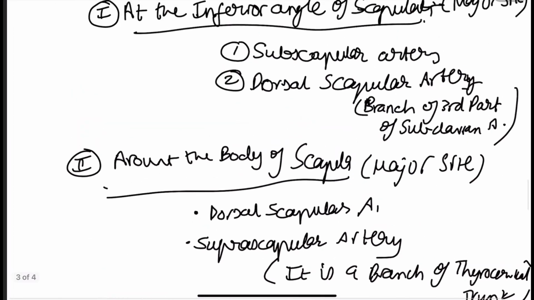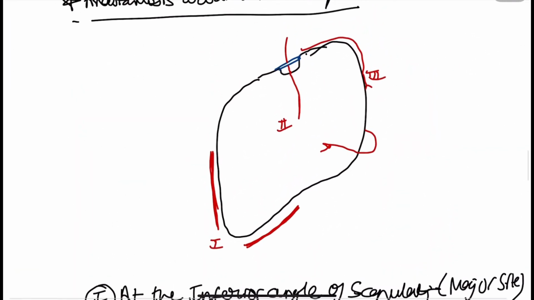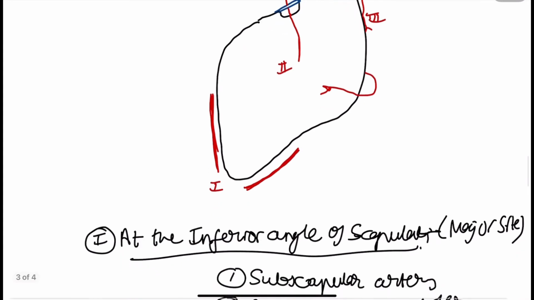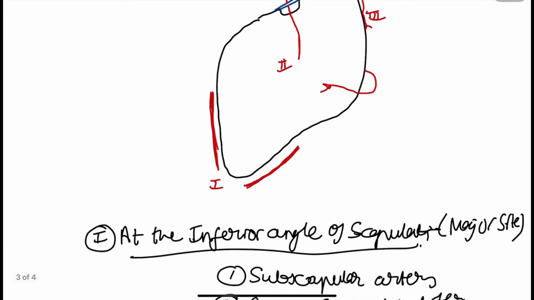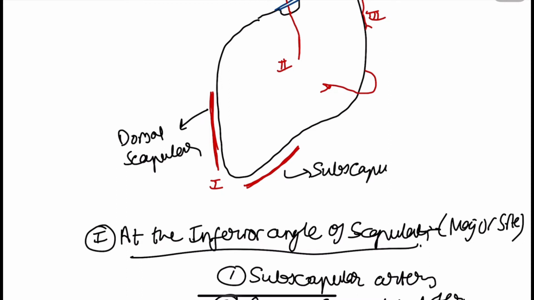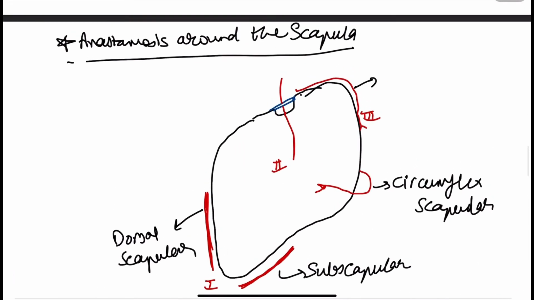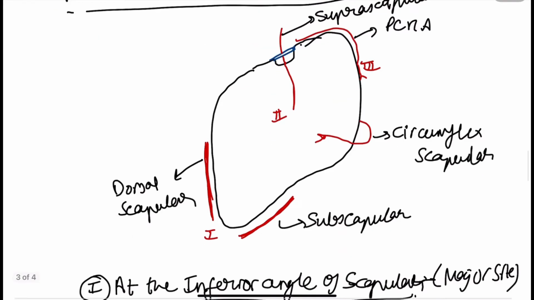You can now see the diagram here. So I taught you that this is your dorsal scapular artery. This is your subscapular artery. This is your circumflex scapular artery. This is your posterior circumflex humeral artery. This is your suprascapular artery. Okay, so now see here.